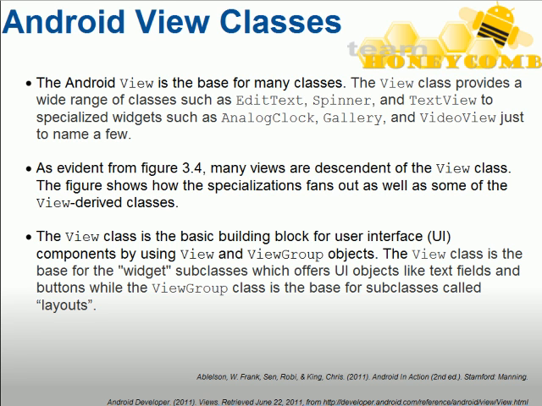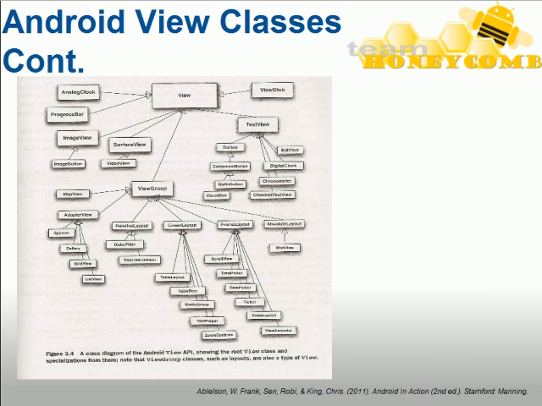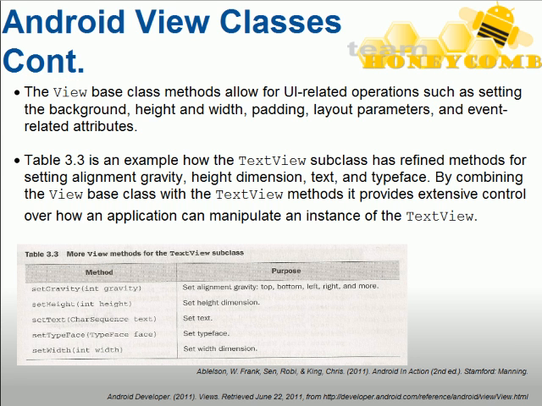The View class is the basic building block for user interface, or UI, components by using View and ViewGroup objects. The View class is the base for the widget subclasses, which offer UI objects like text fields and buttons, while the ViewGroup class is the base for subclasses called layouts. Figure 3.4 shows a class diagram of the Android View API, as you can see how the specializations fan out from the View class. The View-based class methods allow for UI-related operations such as setting the background, height and width, padding, layout parameters, and event-related attributes.